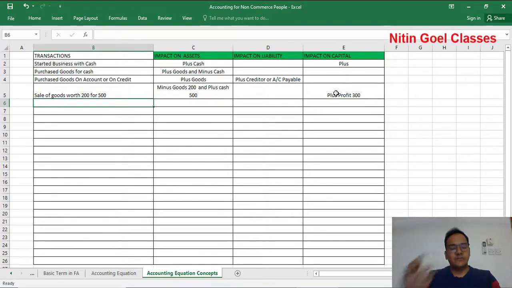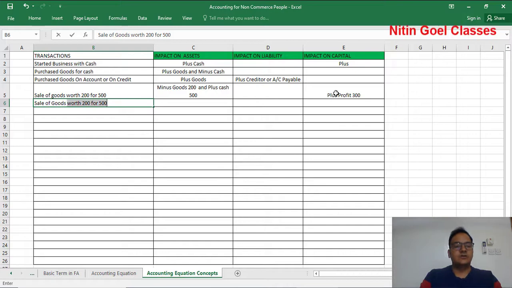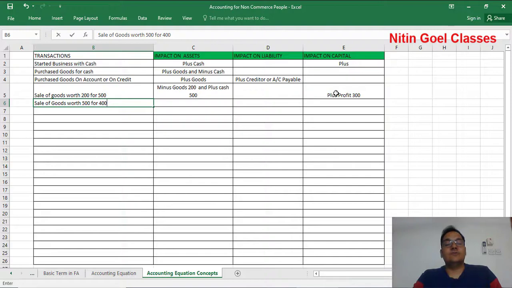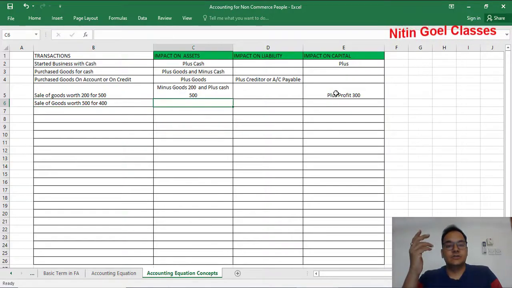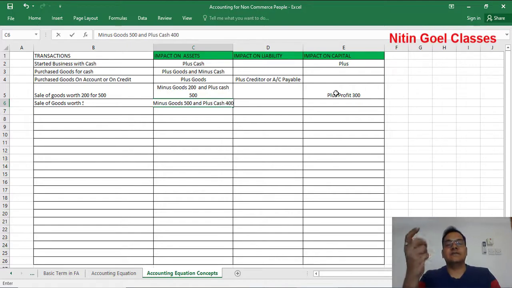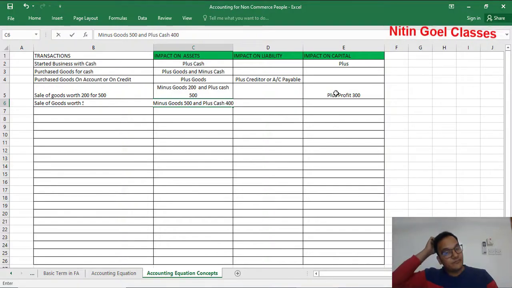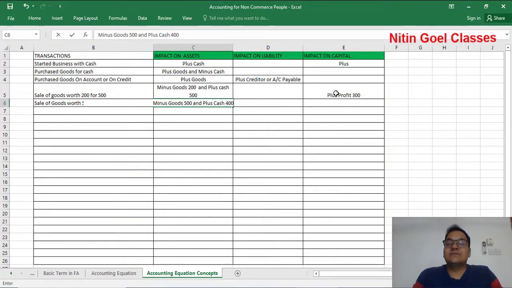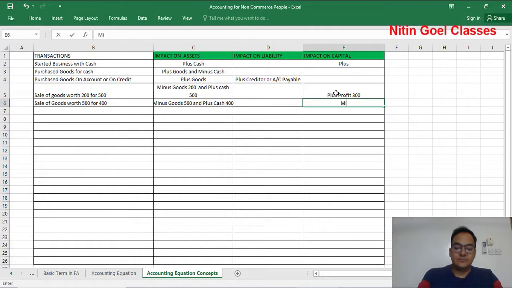Next, let us continue with the sale of goods only. Sale of goods worth 500 for 400. Now this time we are selling the goods of 500 for 400, means we have got a loss. So what happens? Minus goods 500, and plus cash 400, but simultaneously there is a loss of 100. If it is a profit we add to the capital, if it is a loss we minus from capital only.